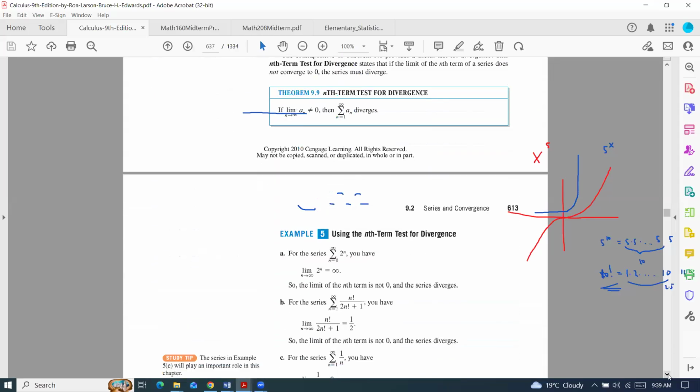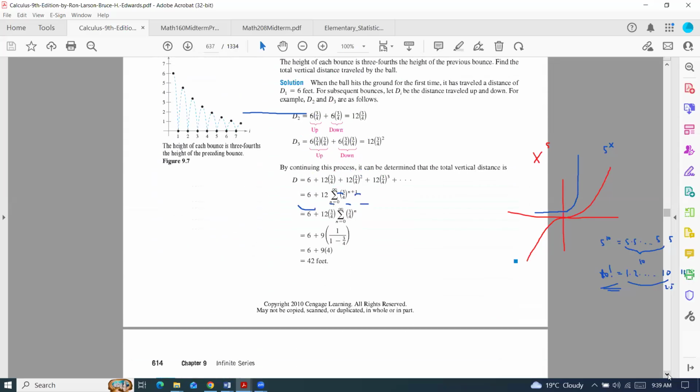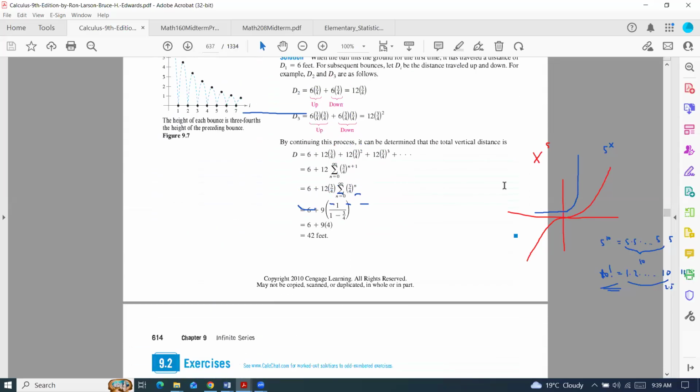I thought I could easily find one, but it looks like I can't. Well, let me create one. For example, if you have -1 plus 1, -1 plus 1, -1 plus 1. Is that like the series A_n with -1 to the power of n?